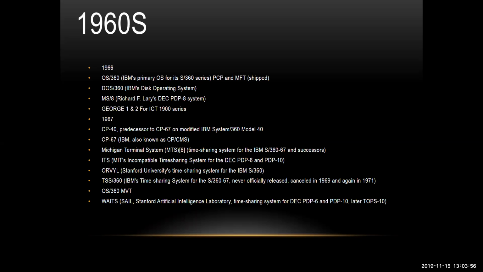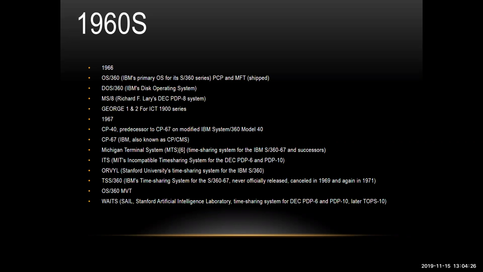We also had ITS, or acronym for Incompatible Time Sharing System. It is a time-sharing operating system developed principally by the MIT Artificial Intelligence Laboratory with help from Project MAC. We also had Orvyl. It is a time-sharing monitor developed by Stanford University for IBM System/360.